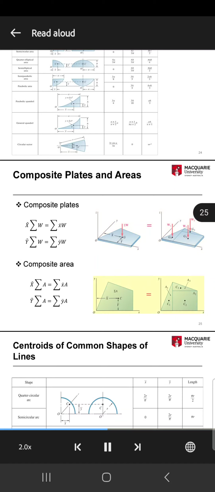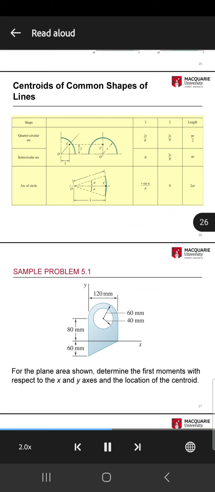The location of the center of gravity G of a composite plate can be determined from the centers of gravity G1, G2 of the component plates. Composite area. Centroids of common shapes of lines. Location of centroids for these common shapes of lines: arc, circular arc, semicircular arc, and arc of a circle.